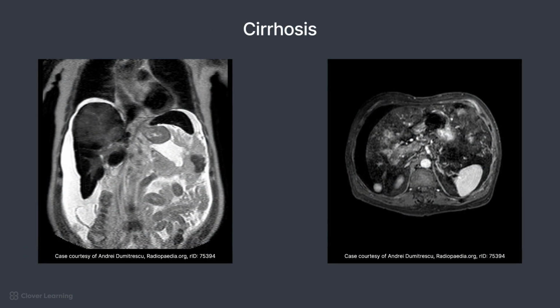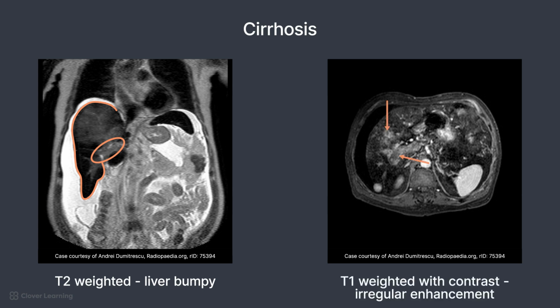Cirrhosis is end-stage liver fibrosis from chronic injury, causing nodularity and portal hypertension. On MRI, the liver appears shrunken with a nodular or bumpy surface. Scar tissue will appear bright on T2 weighted images. Post-contrast T1 weighted images demonstrate irregular enhancement.